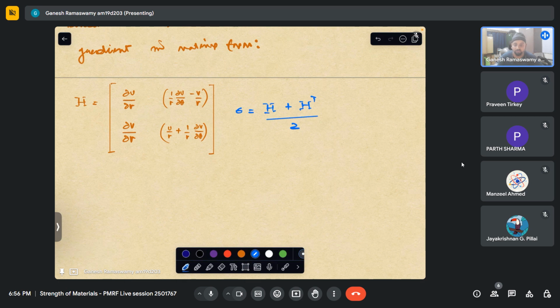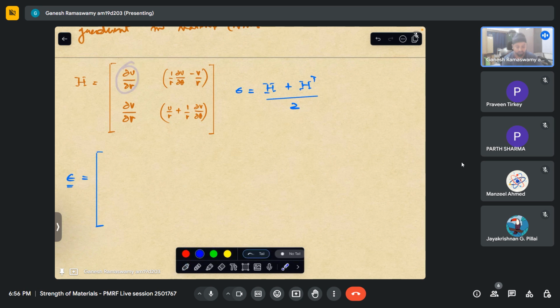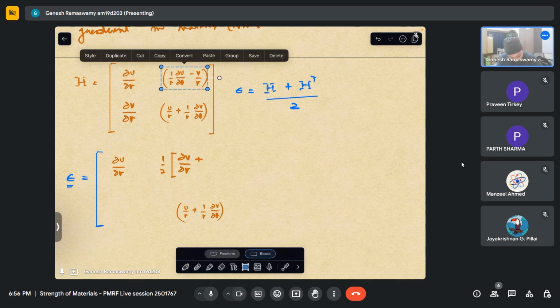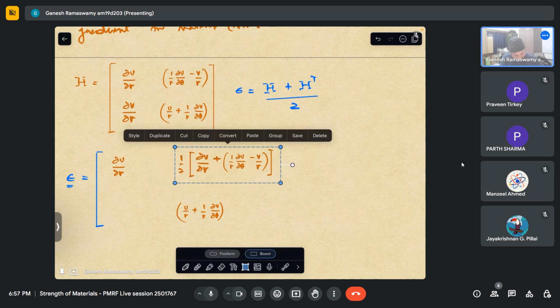So the strain in the cylindrical polar coordinate system will be, something plus its transpose by 2 means only the cross diagonal terms will get affected. The diagonal terms will just get added up twice and get divided by 2, so they will just remain the same. These two cross terms get added, so this will be 1/2 of ∂v/∂r plus this quantity. And we can clearly see that it will be a symmetric tensor. The tensor is symmetric, so the same thing will come here also.